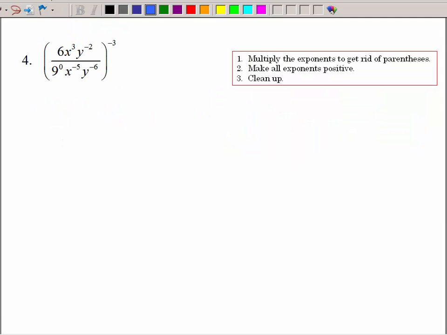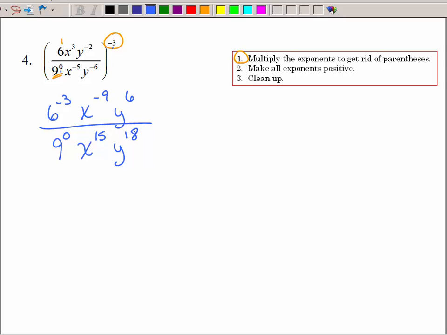One last example. Very similar to the last one, we have one big set of parentheses, but this time that exponent's negative. It's going to go to all of them, and we also have that 0. So let's just start with multiply the exponents to get rid of the parentheses. So we have 6 to the negative 3, x to the negative 9, y to the positive 6. 9 to the, now negative 3 times 0 is still 0. We have x to the positive 15th and y to the positive 18th.